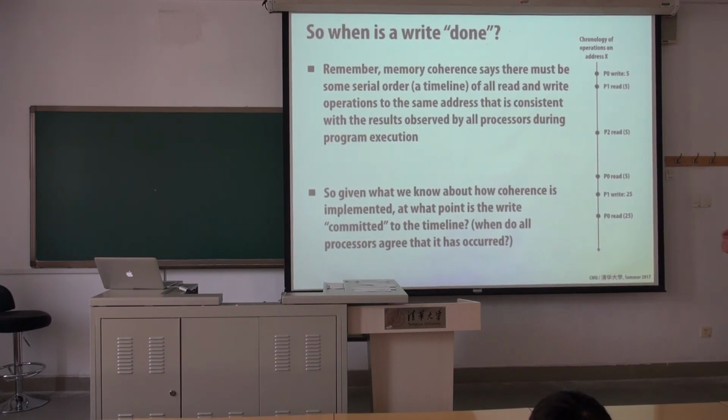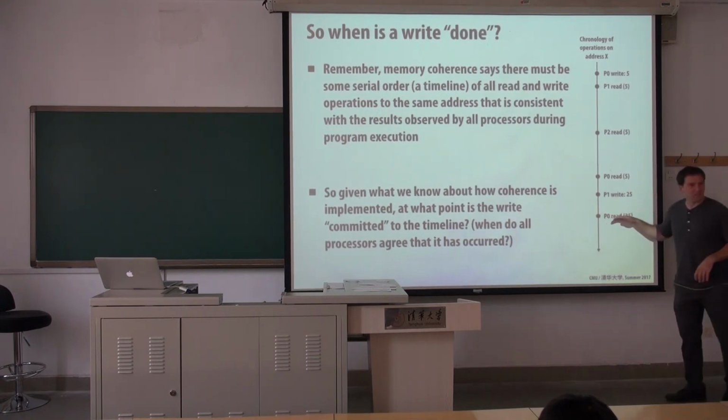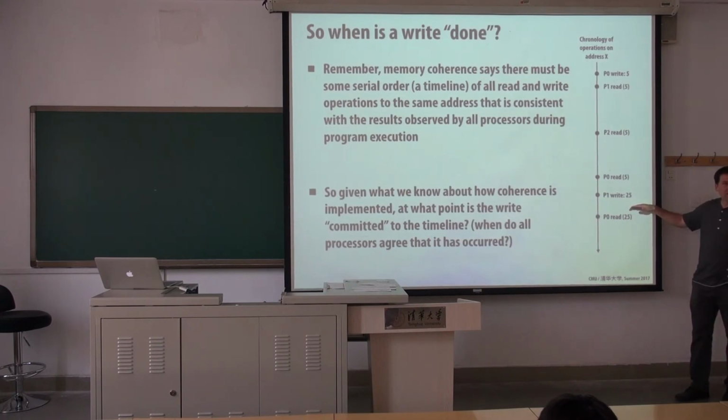I had to flush the old line. I had to tell everybody else that I was going to write. I had to load the updated values from memory. And then I had to actually update the cache line. So at what point do you think that the write was actually sort of done?